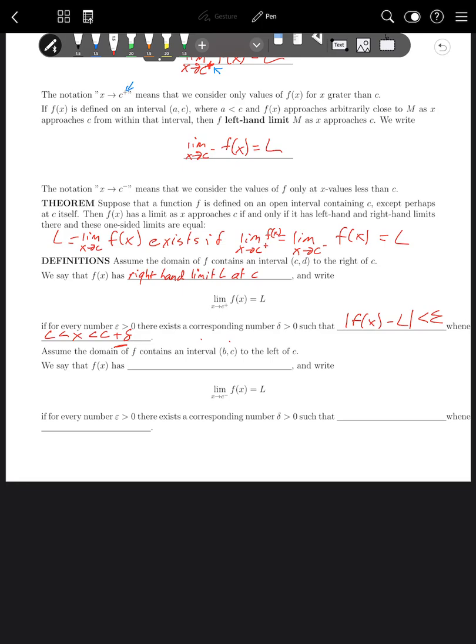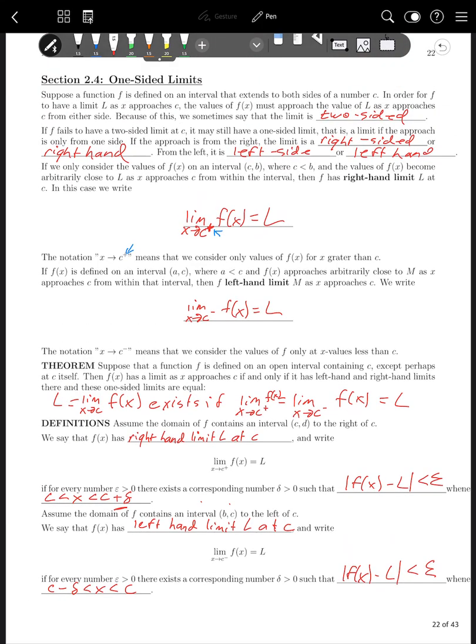Similarly, we have a left-hand limit L at c, and we can write it like that. If for every epsilon greater than 0, there exists a corresponding delta greater than 0, such that the absolute value of f of x minus L is less than epsilon whenever c minus delta is less than x, which is less than c. So now here we're only pinning these things in on one side.